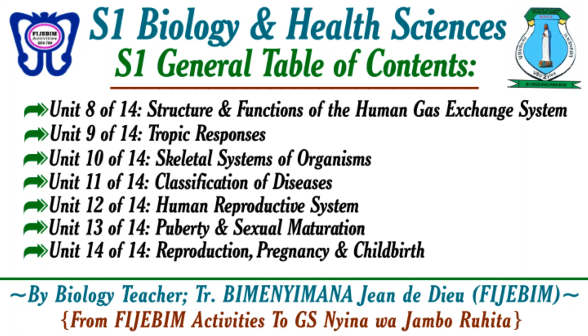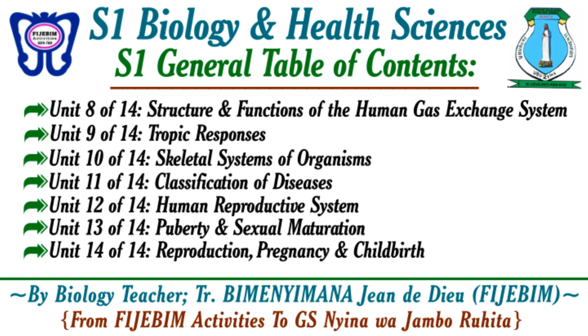While unity number 8 is called Structure and Functions of the Human Gaseous Exchange System. Unity number 9 is the Tropic Responses. Unity number 10 is the Skeletal Systems of Organisms. Then unit number 11 is classification of diseases, which means diseases are in general diseases, but we now have how to classify them into two. Some of them are infectious, others are non-infectious.